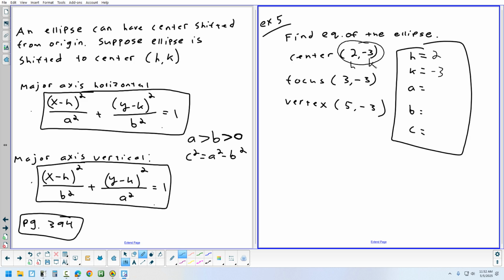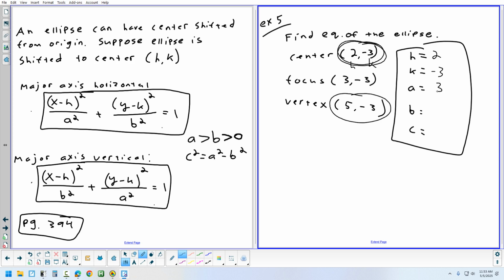What's another letter that we've got enough information to figure out? A. Yeah, we can definitely figure out A. A is the distance between the center and the vertex. What's the distance between this point and that point? 3. A is 3.